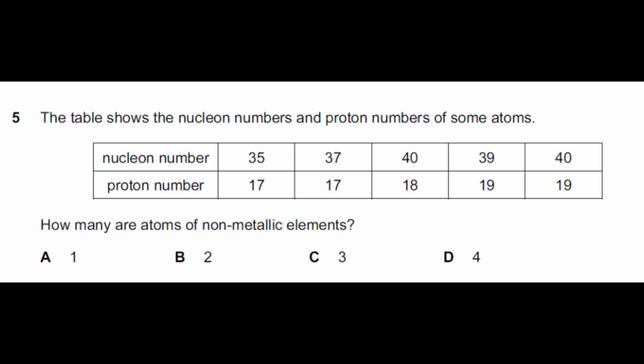And the third column says that 18 proton and 40 nucleon, this is argon, and the fourth and fifth columns say that the two atoms have the same number of protons but different number of neutrons. So again, this is an isotope of potassium. So potassium is a metal that is excluded from the options. So we are left with the two atoms, which are chlorine and argon. So the answer is going to be Bravo for this question.